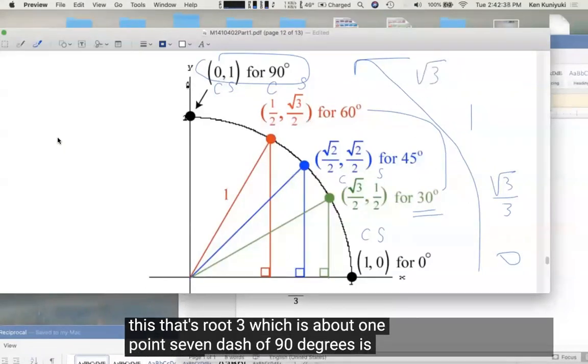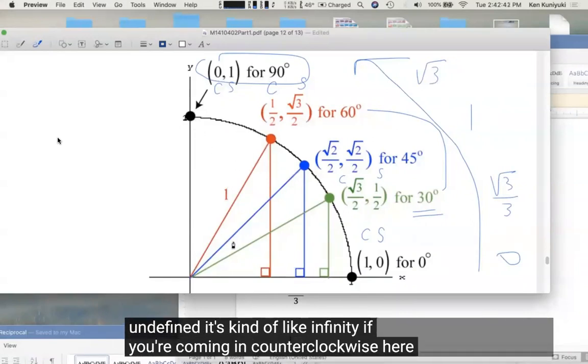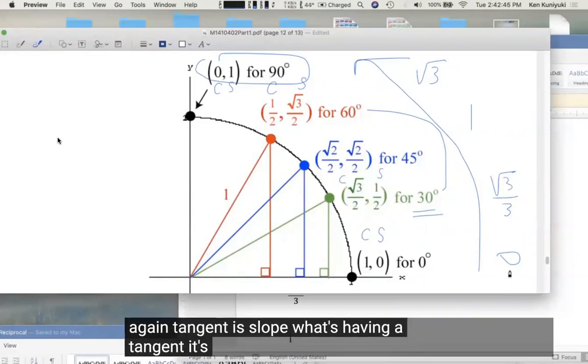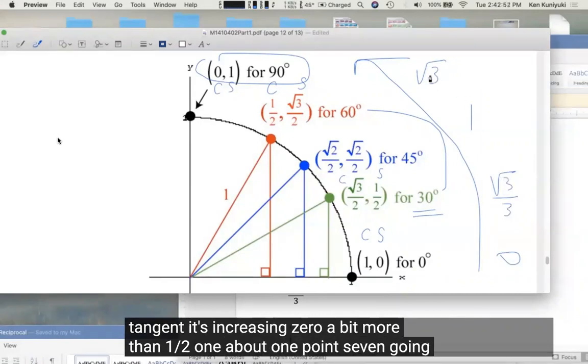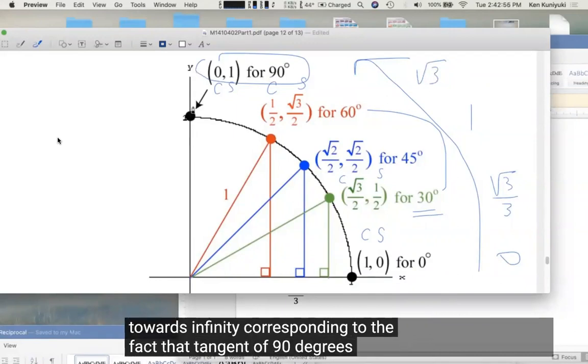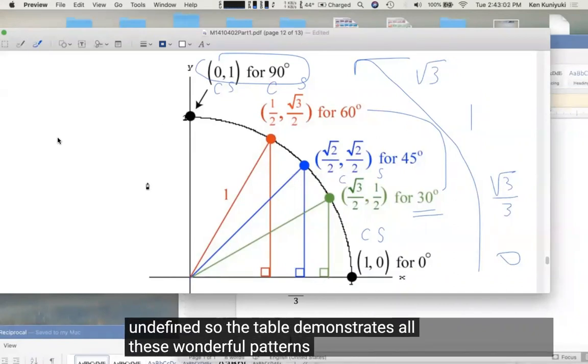Tangent of 90 degrees is undefined. It's kind of like infinity if you're coming in counterclockwise here. Again, tangent is slope. What's happening to tangent? It's increasing. 0, a bit more than 1/2, 1, about 1.7, going towards infinity, corresponding to the fact that tangent of 90 degrees is undefined. So the table demonstrates all these wonderful patterns that all make sense and they're all consistent.